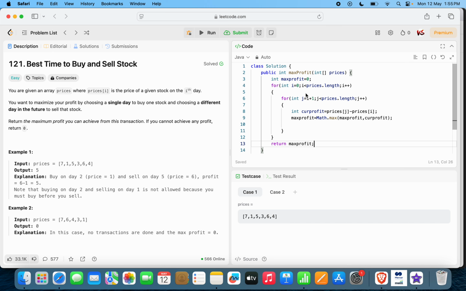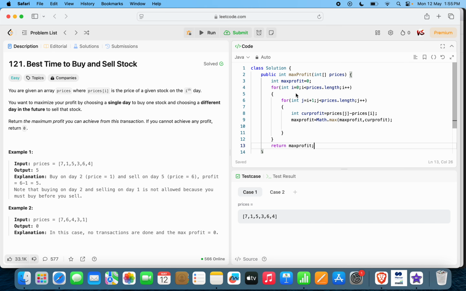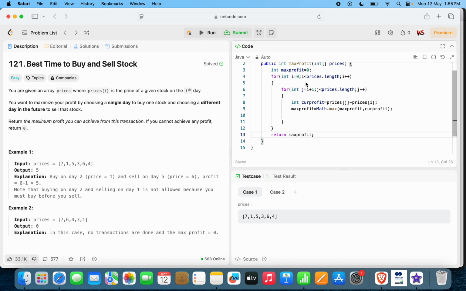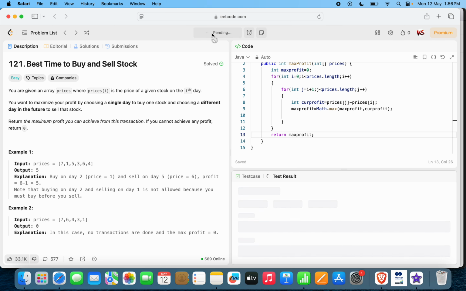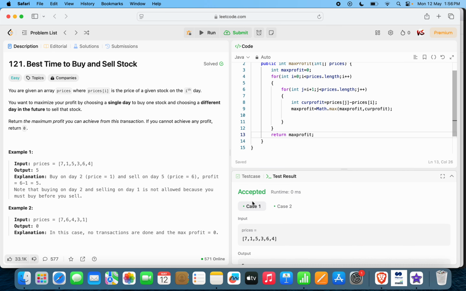I will also solve it with the optimized approach in the next code. I will tell you the time complexity for this. Before telling the complexity, I'll run the code again. All the test cases are passed.